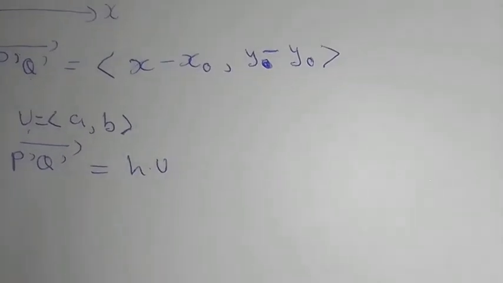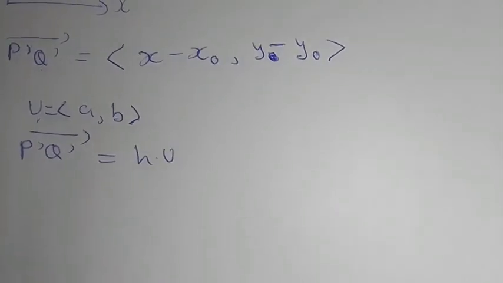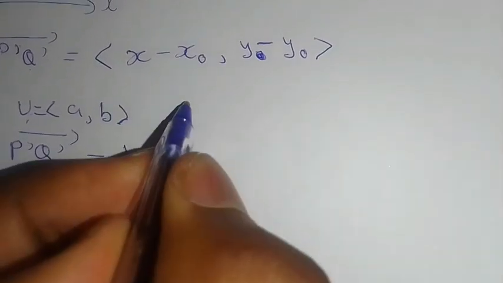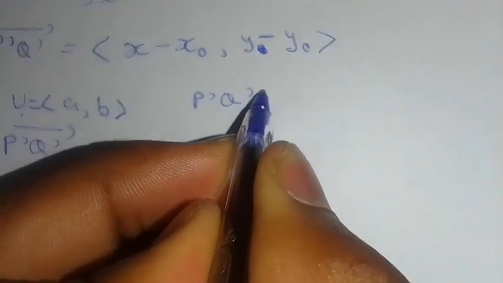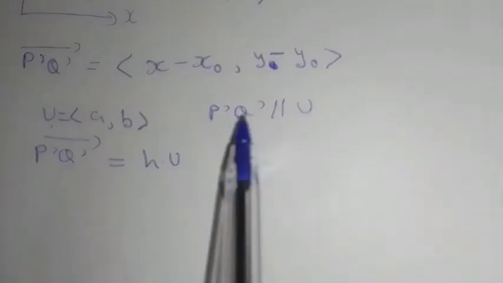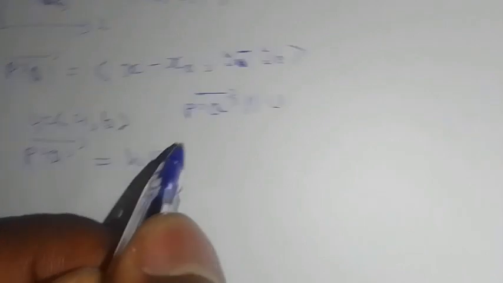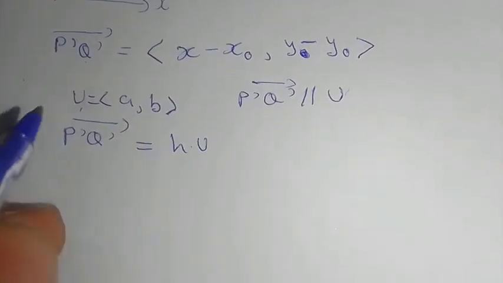Vector analysis arises from that, so you need a strong background in vectors to understand these things. But the idea here is that if P prime Q prime is parallel to our unit vector, then we can express PQ, this vector here, as a scalar multiple of the unit vector, multiplied by some constant.